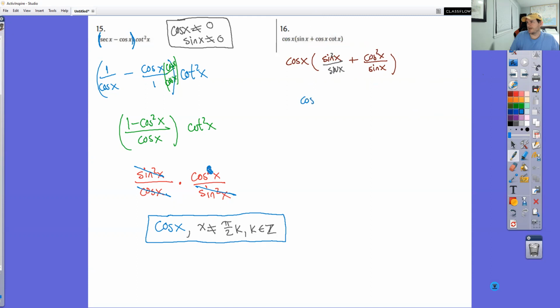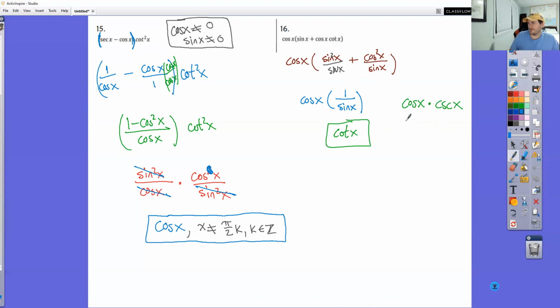We've got a cosine on the outside. This becomes sine squared plus cosine squared in the numerator. That's 1. And this is a sine x. So rather than turning this into cosecant, though, notice that when you multiply by cosine, you'll have cosine over sine, which is cotangent. So it might be worth noticing that cosine x times cosecant just directly becomes cotangent. That might be a factoid worth memorizing.